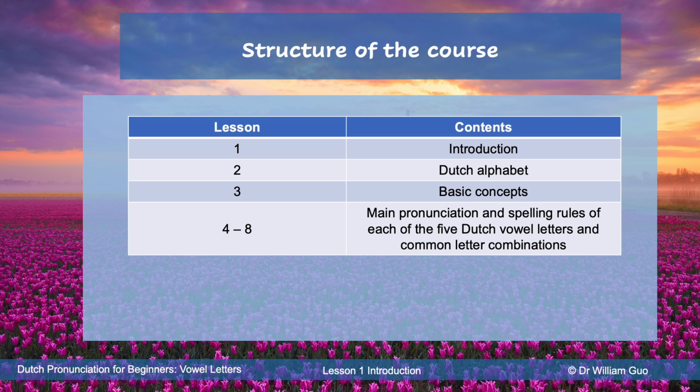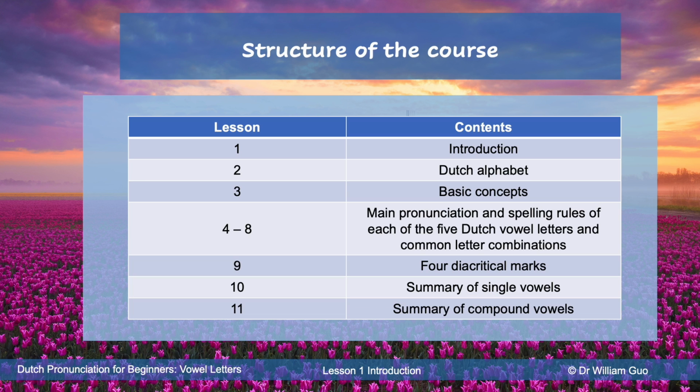In the 9th lesson, I'll explain the main pronunciation rules related to 4 diacritical marks used in Dutch. The last 2 lessons are also important because I'll provide an overview of all the vowels taught in this video course. I'll systematically explain the phonetic features of each vowel and also summarize how each vowel is commonly spelled.